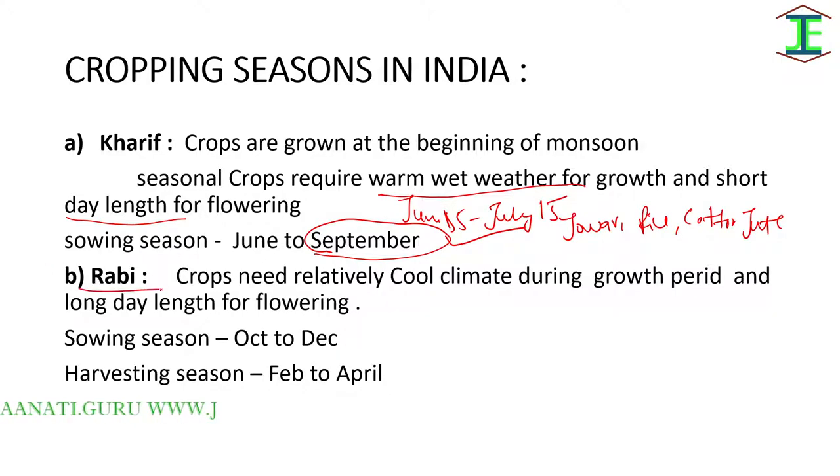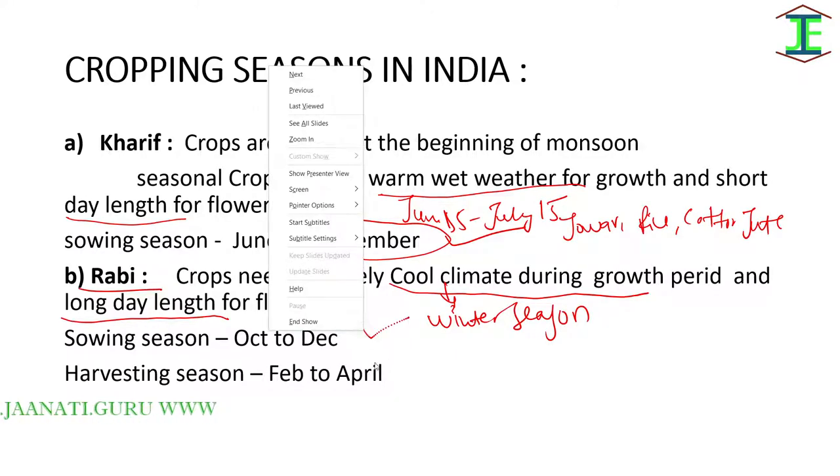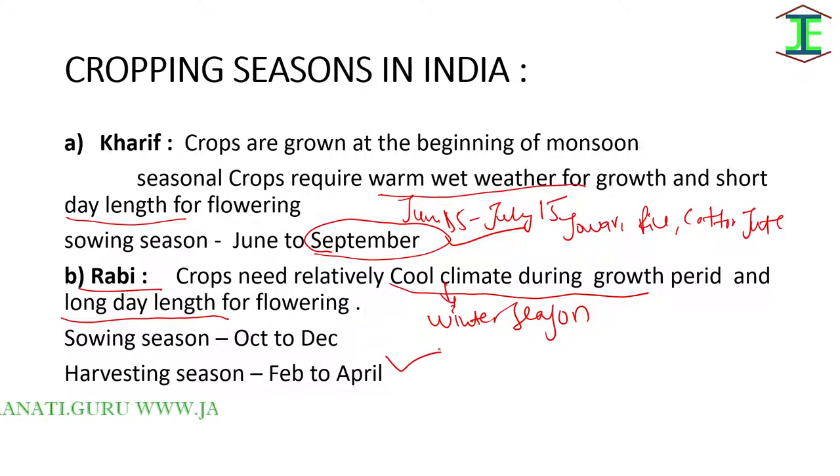And then Rabi. These crops need a relatively cool climate during the growth period and long day length for flowering. In Kharif, they require short day length for flowering. In Rabi, they require long day length for flowering. Rabi is also known as the winter season. The sowing time is October to December. Harvesting is February to April. Crops grown in this season are wheat, barley, gram, and mustard.